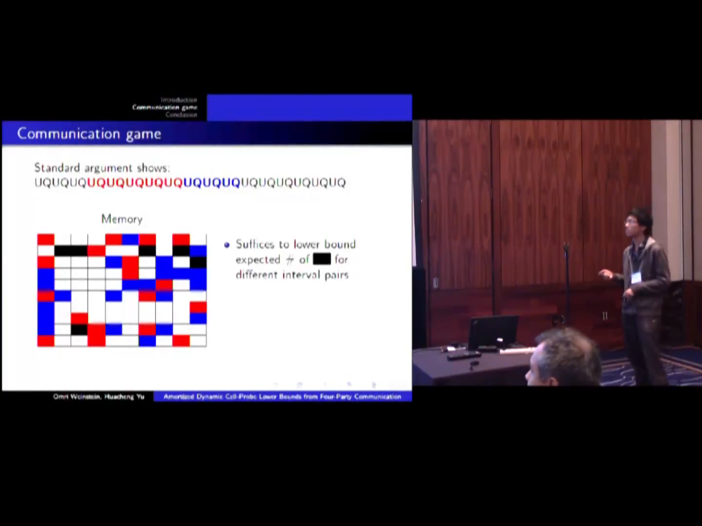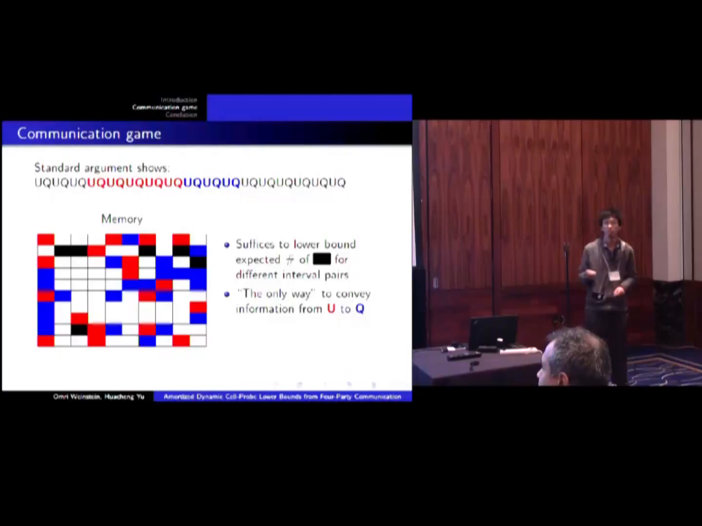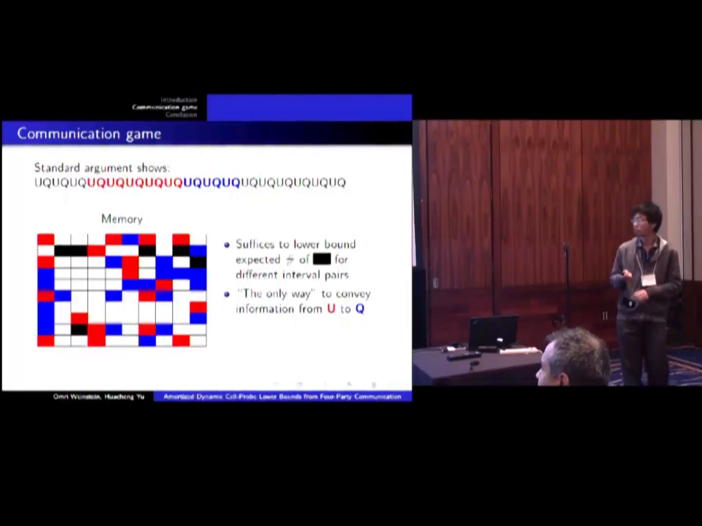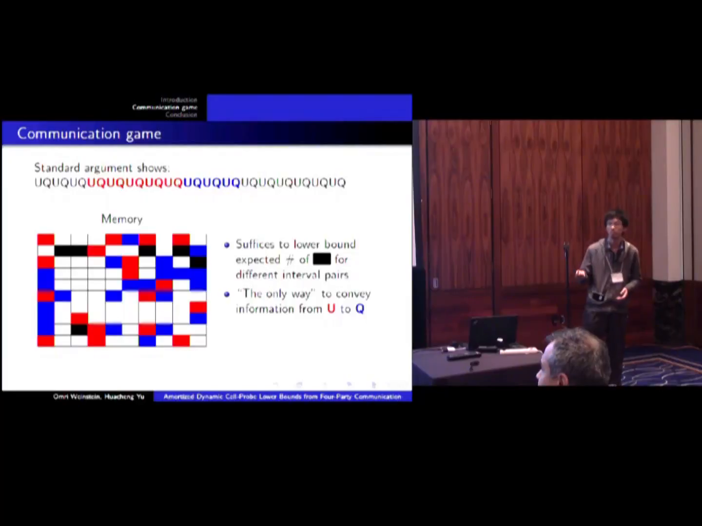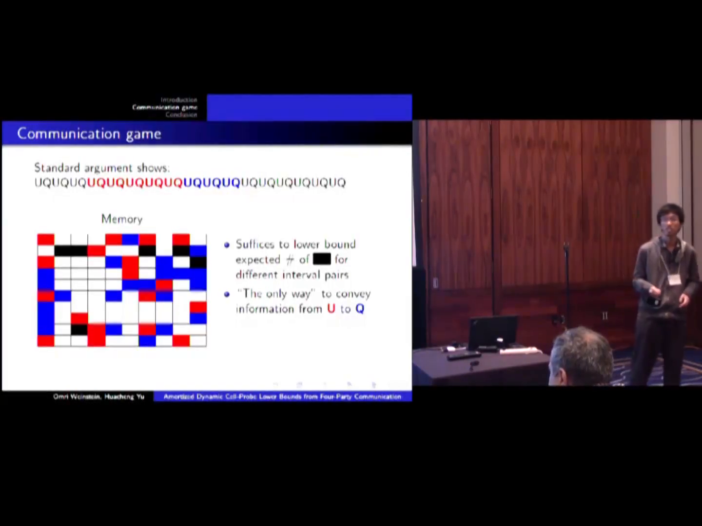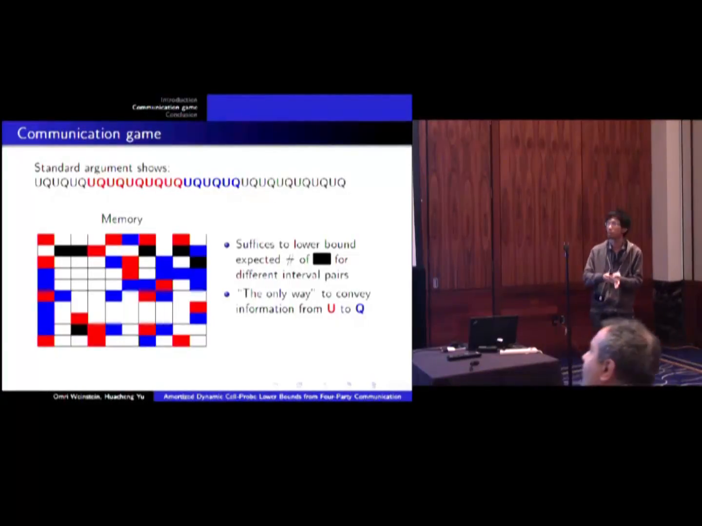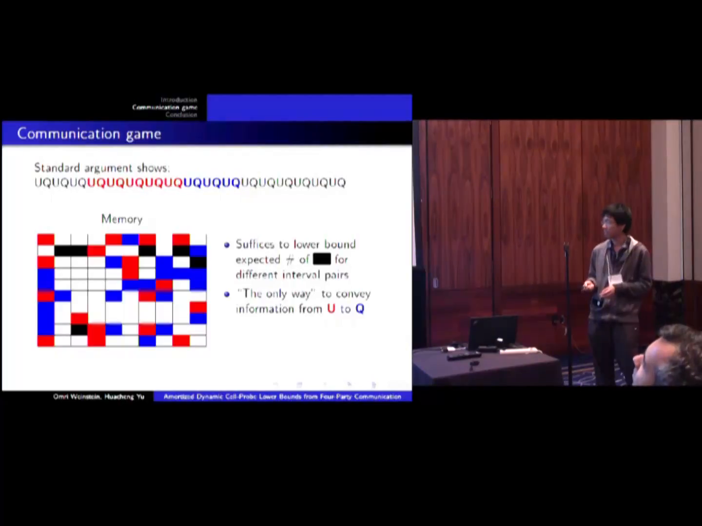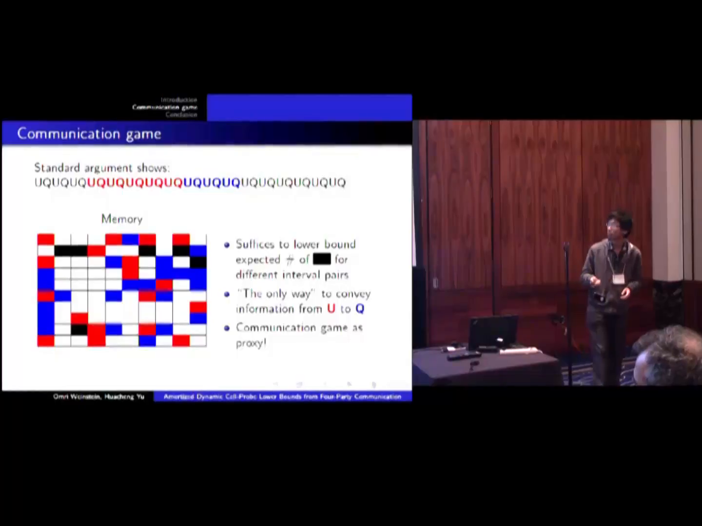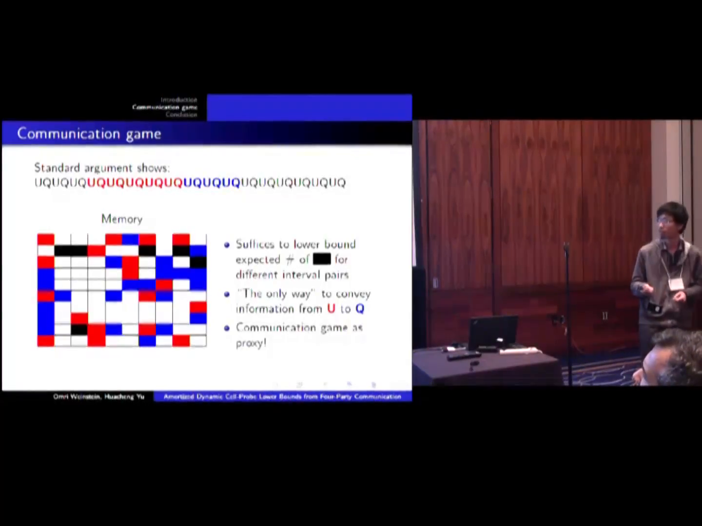So everything boils down to proving a lower bound for this expected number of black cells for different interval pairs. And in order to prove this, the first observation is that these black cells are the only way to convey information from the updates in the first interval to queries in the second interval. So in order to answer these blue queries, the data structure must learn something about what has happened in the past. And this includes the updates in this red interval. And in some sense, these black cells are the only way to pass information to the future. And in this case, the following communication game is usually used as a proxy.